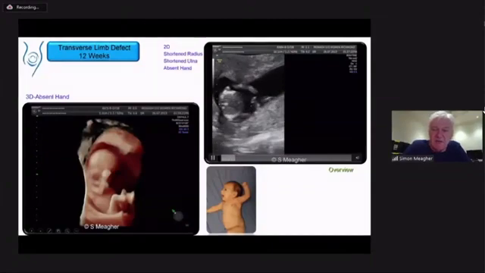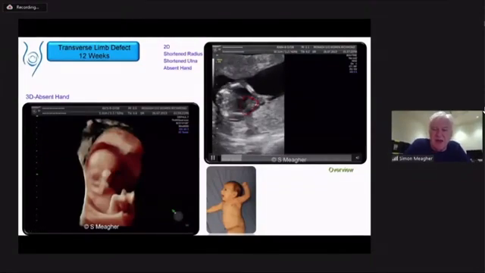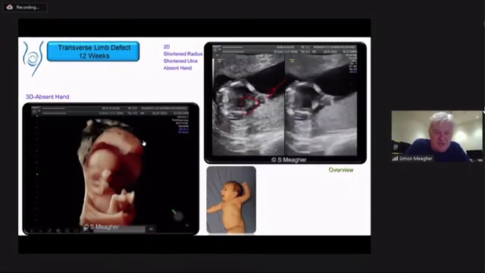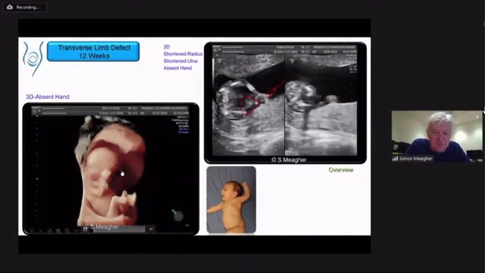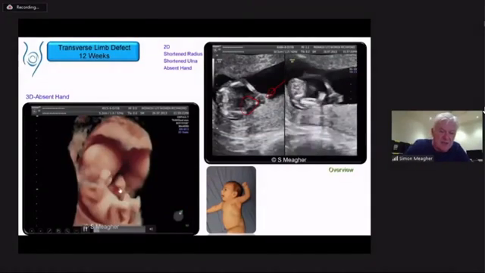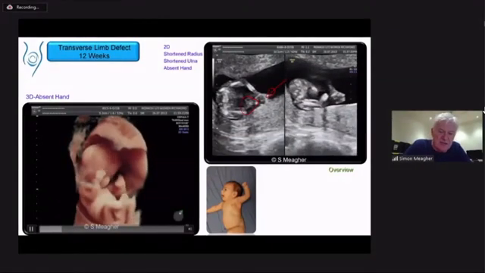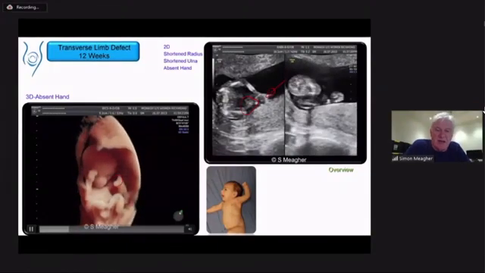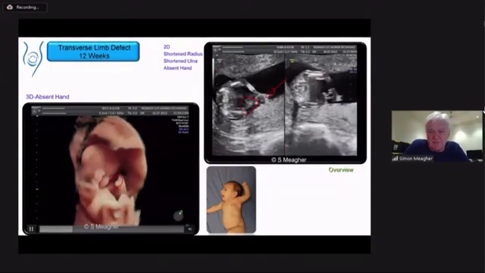But when you look at the end of the radius and the ulna, you see that there's no hand. In contrast, we have a hand with 5 digits on the opposite side. Similarly, in a rendered image showing an arm, forearm, and hand, we come to the opposite side and see the forearm, but we have no hand at the end of the forearm.